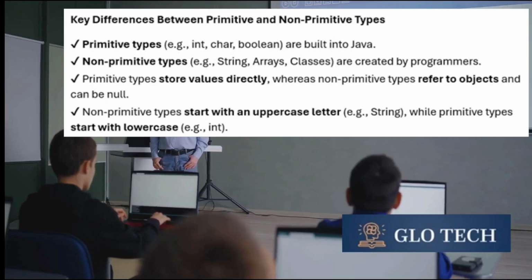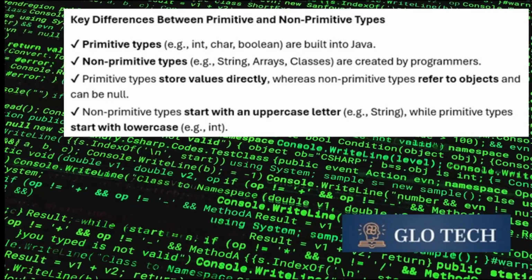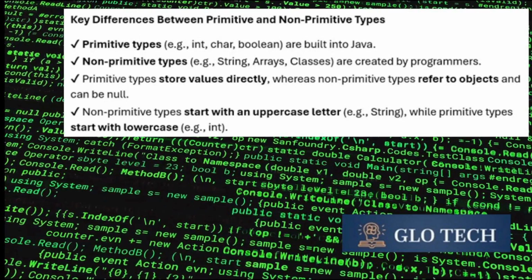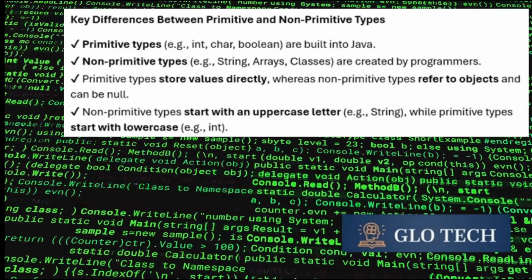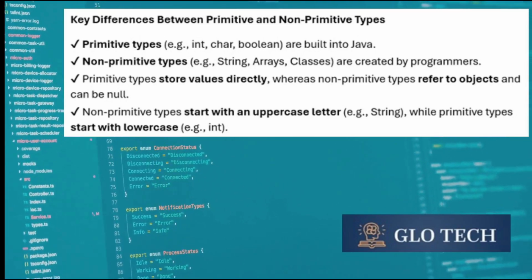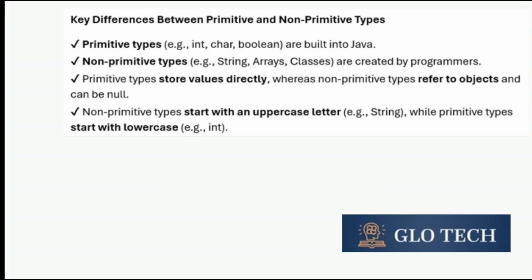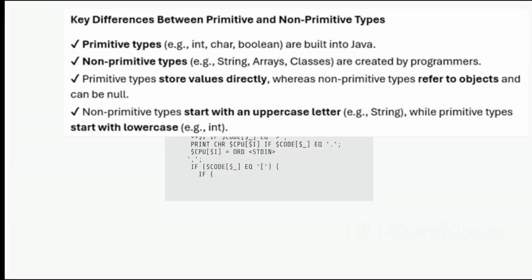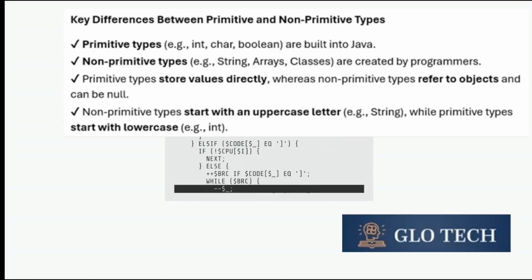Alright, let's quickly touch on the key differences between primitive and non-primitive types. Primitive types like int, char, and boolean are built into Java and store values directly. Non-primitive types like String, arrays, and classes are created by programmers and refer to objects. Primitive types start with lowercase letters, while non-primitive types start with uppercase.